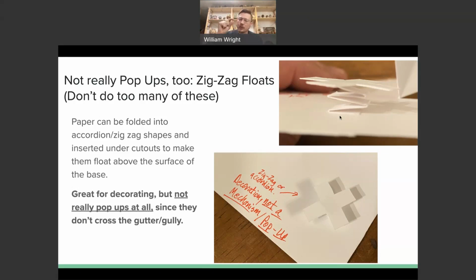So it's like a little spring, right? And it sticks out. It's like a little, what do they call those? Slinky type thing, right? It makes the cutout that you made sort of float above the page, but it's not moving at all. It's not responding to the opening of the page.